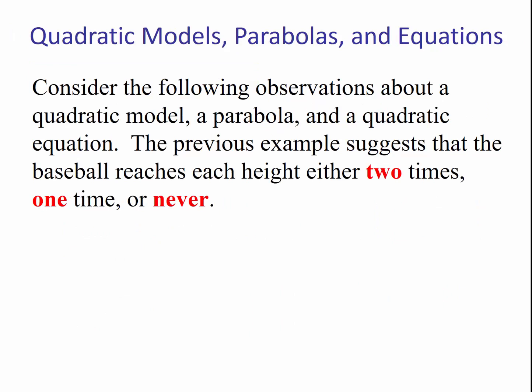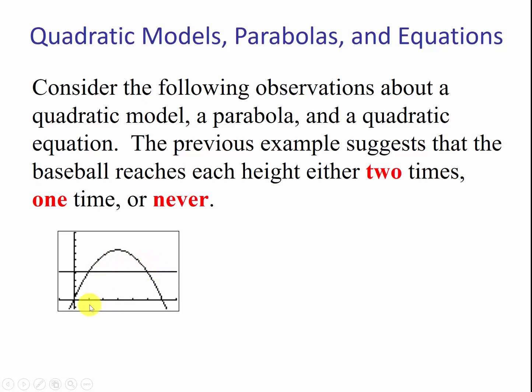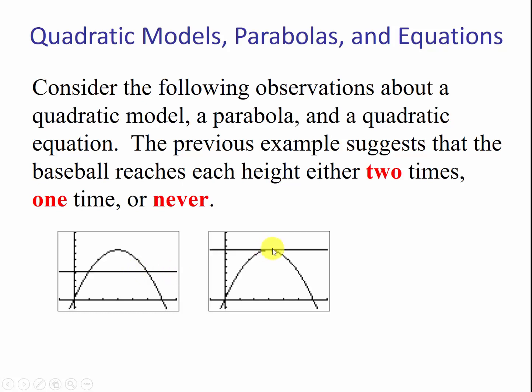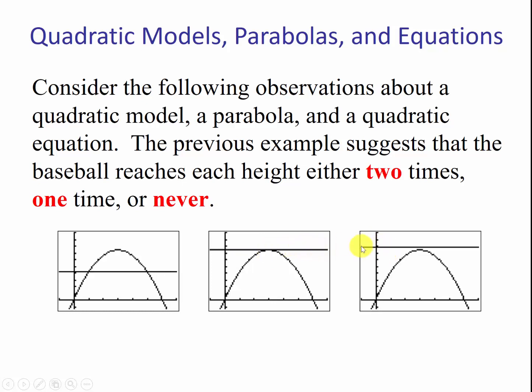Consider the following observations about a quadratic model, a parabola, and a quadratic equation. The previous example suggests that the baseball reaches each height either 2 times, 1 time, or never. Here we have 2 different times for one y value, one height. Here we have 1 height when it reaches its maximum. Then in the case of 150, that was larger than our maximum, so here we do not have an intersection. And this is the same for x-intercepts. We can have 2 x-intercepts, 1 x-intercept, or 0 x-intercepts.